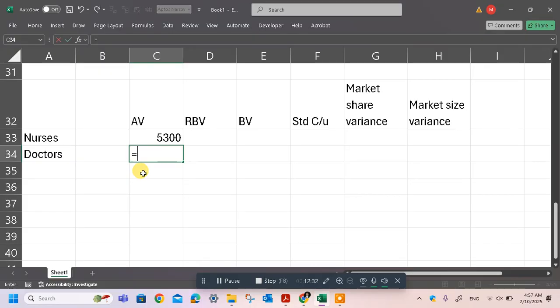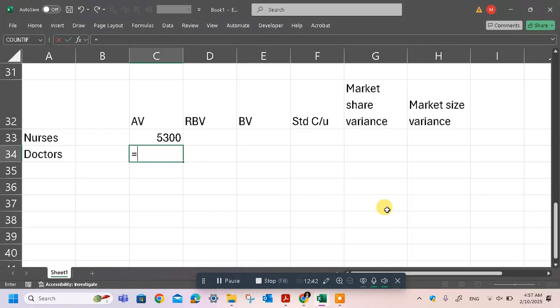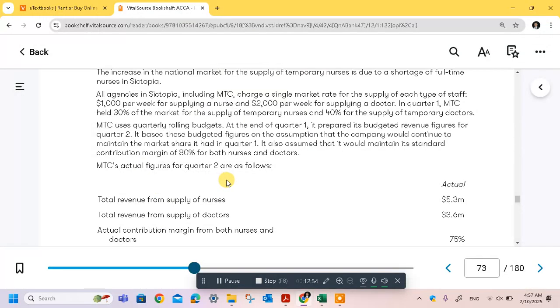Doctors, 3.6 million. They are charging $2,000 per week for a supply of doctor. So actual volume is 3.6 million divided by 2,000. Done. Now let's see budgeted volume and revised budgeted volume.